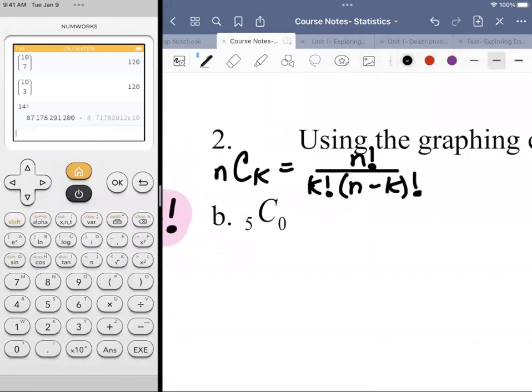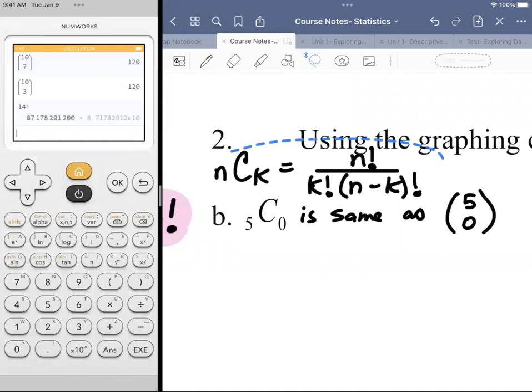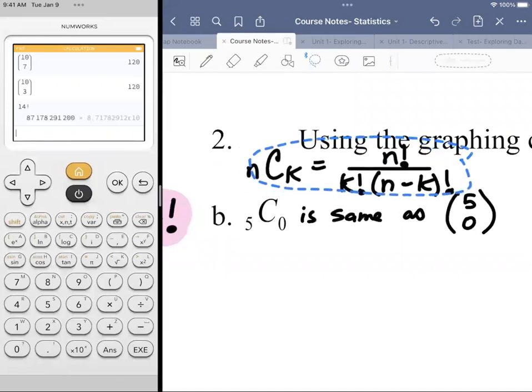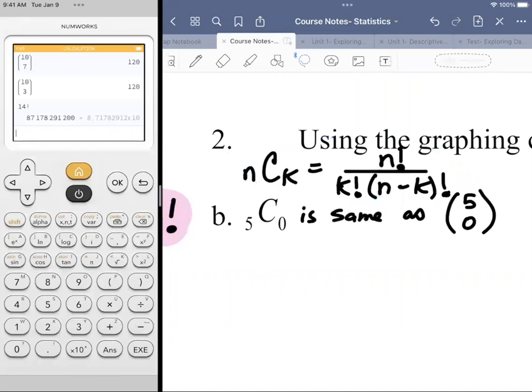All right. So if I want 5C0, oh, I neglected to mention this because we're using the NumWorks calculator. 5C0 is the same as 5 over 0, right? It's the same thing. I realized, wait a minute, I don't think I talked about the C notation. So when I say this rule here, that's the same as saying n over k.